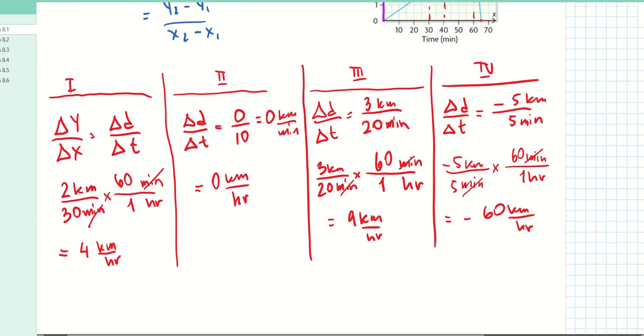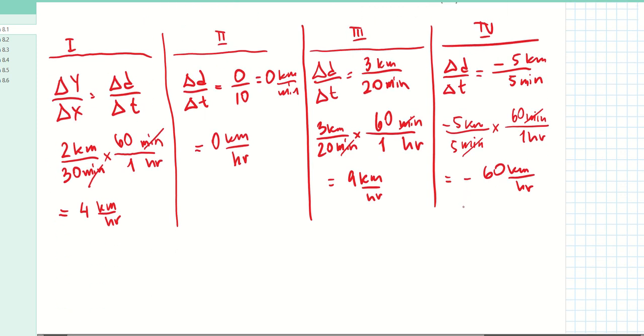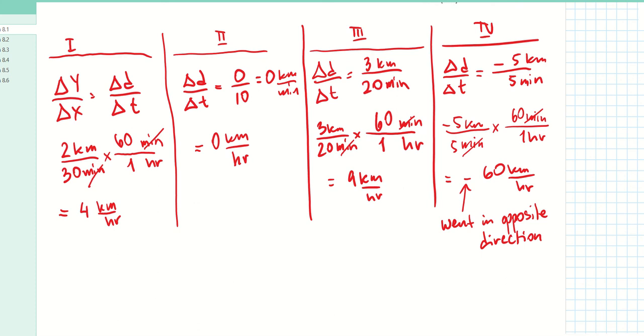So in this case, the negative 60 just means that they returned, so they went in the opposite direction. So if you take physics, you're going to learn about vectors, you're going to learn about velocity, the difference between velocity and speed. In this case, this represents actually velocity, not speed, because we have direction, which in this case is indicated by this negative.